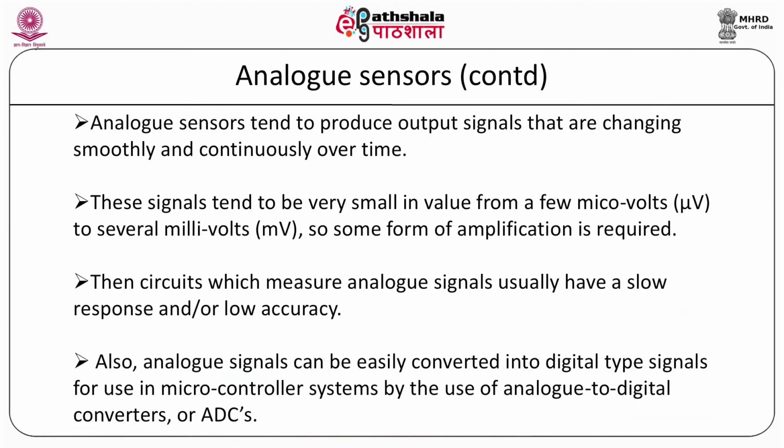Now analog sensors tend to produce output signals that change smoothly or continuously over time, and these signals tend to be very small in value, from microvolts to several millivolts. So some form of amplification is required. Therefore, the circuits which measure analog signals usually have a slow response and low accuracy. Also, analog signals can easily be converted into digital type signals for use in microcontroller systems by the use of analog to digital converters, or ADCs.